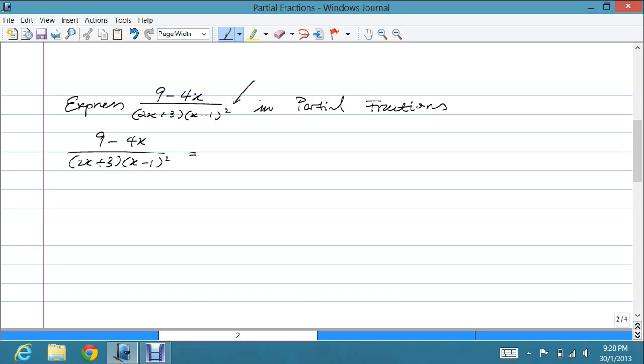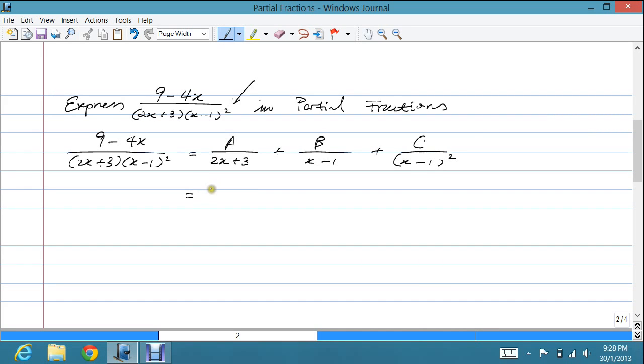So on the left hand side will be equal to a over 2x plus 3, plus b over x minus 1, plus c over x minus 1 squared. Okay, so this differs from our earlier example when I now have a repeated factor below. I have to write it like this. However, having set this up, the remaining steps are essentially the same.